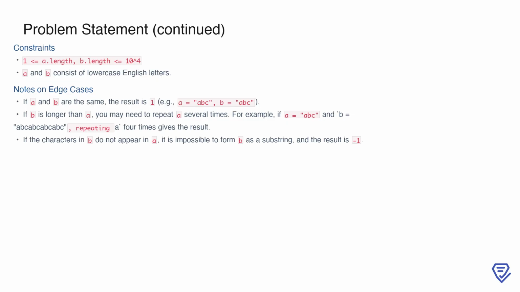Now, for edge cases, if A and B are identical, the result is 1 because no repetition is needed beyond the original A. If B is much longer than A, we might need to repeat A several times to check for a match. For instance, if A equals ABC and B equals ABCAP, we would need to repeat A 4 times. On the other hand, if none of the characters in B are in A, it's immediately impossible to form B, and the result is -1. Keeping these constraints and cases in mind will help us design an efficient solution for the problem.